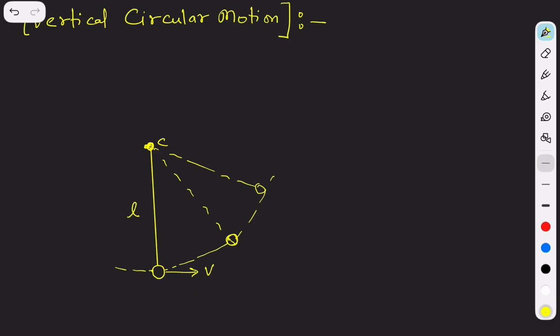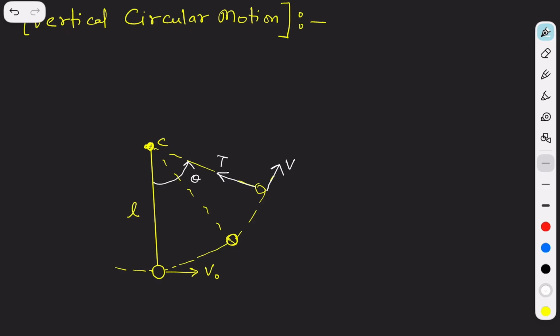I am interested in finding out what would be the velocity at any point of time, when the particle has covered some angle theta from the vertical, and what would be the tension in the string at this moment. These two things I am interested in, assuming that the velocity in the start is v naught, and later the velocity is v and the tension is T. So let's try to find out these two values.